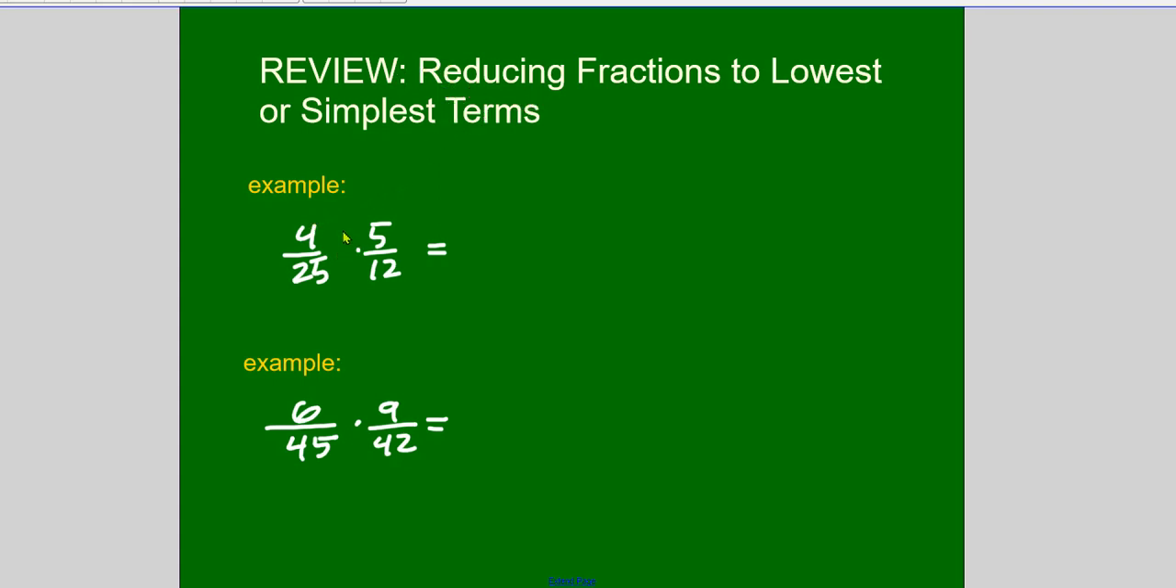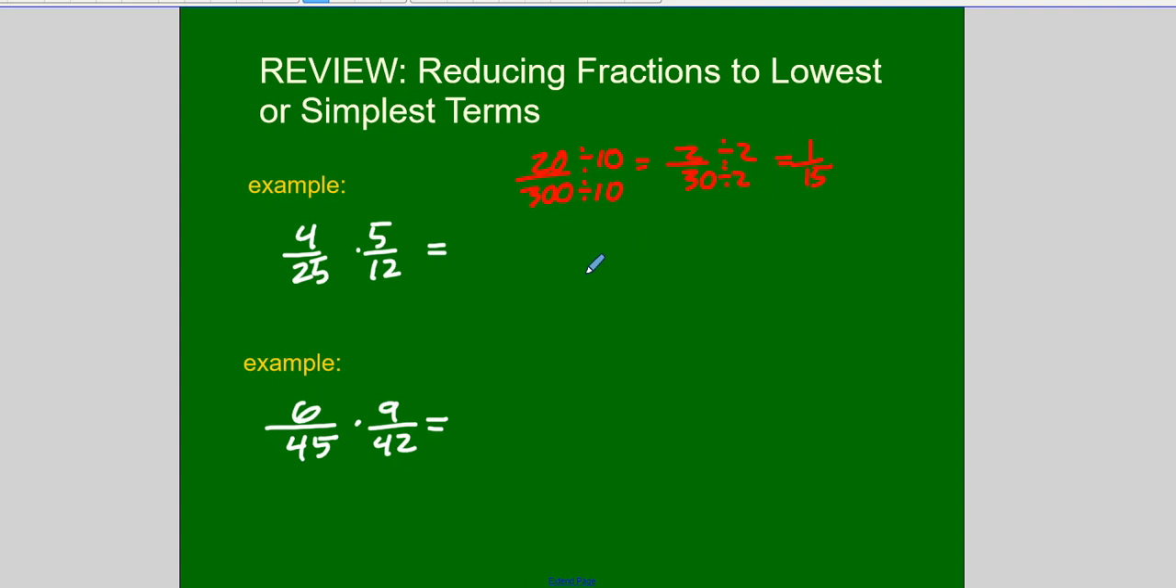I'm going to use a multiplication example here. You could multiply it all out and then reduce it, like this would be 20 over 300, because 25 times 12 is 300. Then reduce it a step at a time. I know that 10 goes into both of those, and that would be 2 over 30. But then I could go further. They're both even numbers, so I could get 1/15.